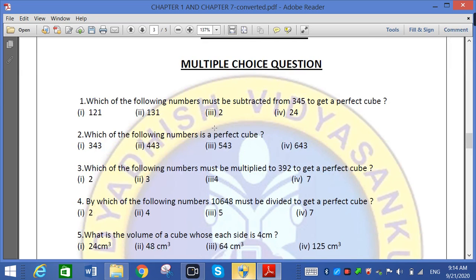Which of the following numbers must be subtracted from 345 to get a perfect cube? So first of all, we know the cubes from 1 to 10. 1 cube is 1. 2 cube is 8. 3 cube is 27. 4 cube is 64. 5 cube is 125. 6 cube is 216.